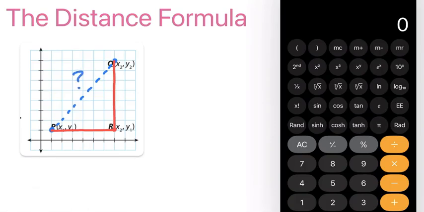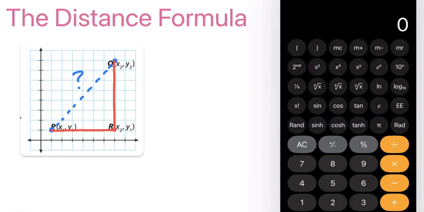And I said in that video that I would later show you something called the distance formula, which was a way that you could find the length of a segment between 2 points on a coordinate plane without drawing a picture. And that's what I'm going to show you here, how to use this thing called the distance formula. But before I tell you what the distance formula is, I want to show you where the distance formula comes from. And it comes from the Pythagorean theorem.